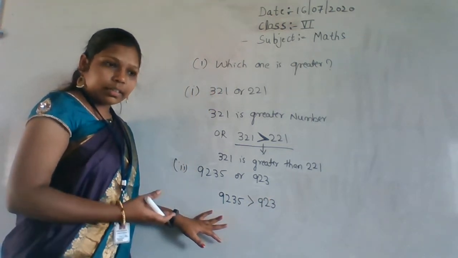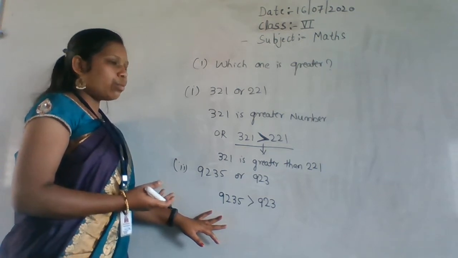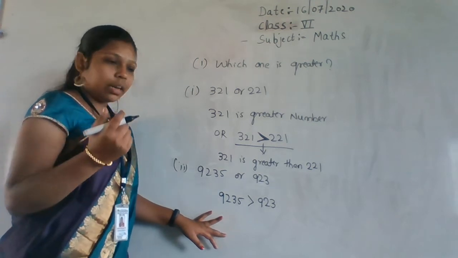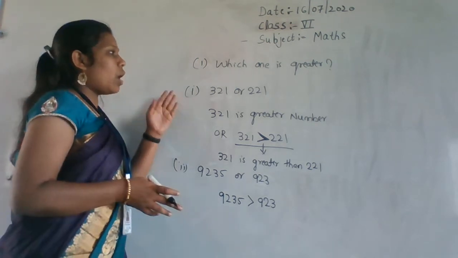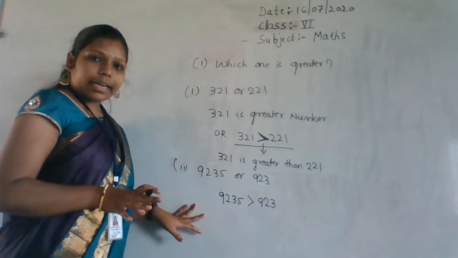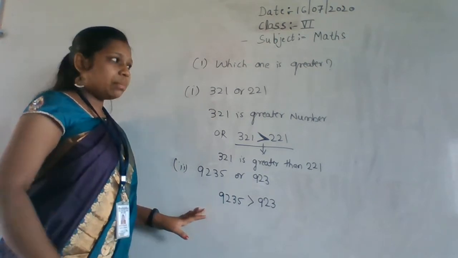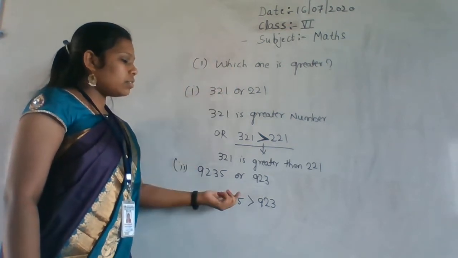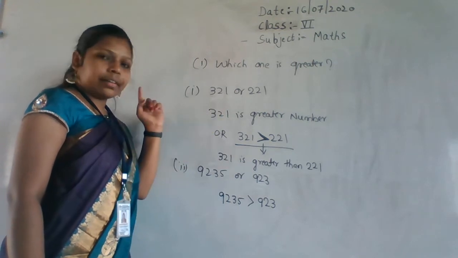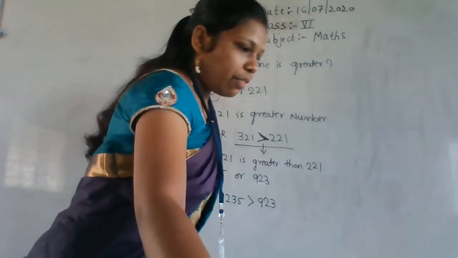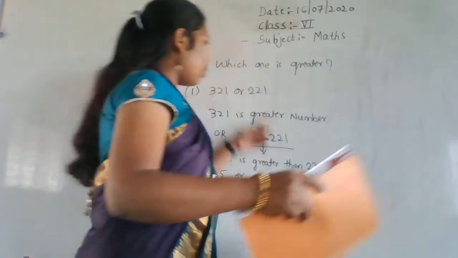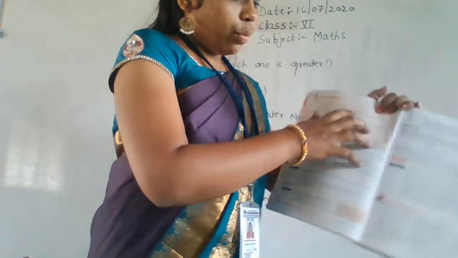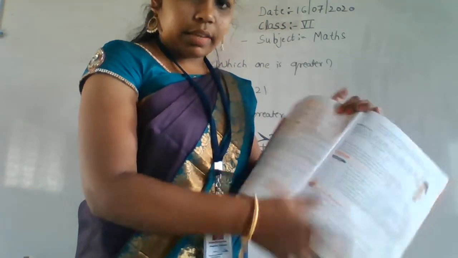You know all these things. It's a very basic thing: which number is greater and how to compare numbers. These all come in third standard only. Now you are in sixth standard, so you have to do it yourself. It is a very easy concept. They gave two numbers and you have to write which one is greater. The first one is already over.